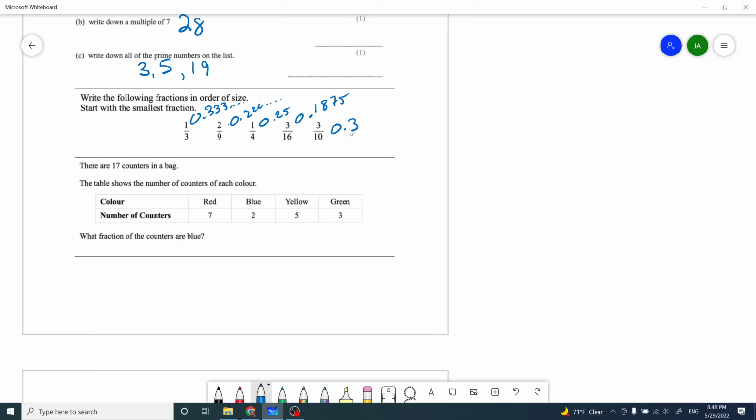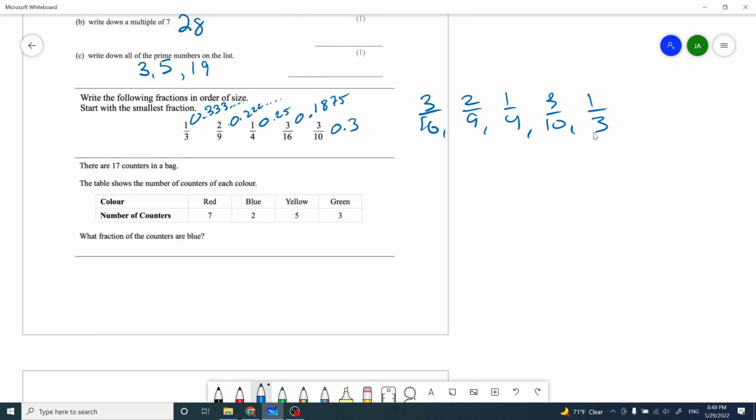So now it should be much easier to compare these, right? Looking at the tenths, I already see my smallest is going to be 3/16. Next, I have 2 and 2. The infinite 2's are going to be smaller, so we have 2/9. Then I have 1/4. Finally, I have 0.3. Oops, I should write that as a fraction, right? So 3/10. And finally, 1/3 will be my biggest fraction here.